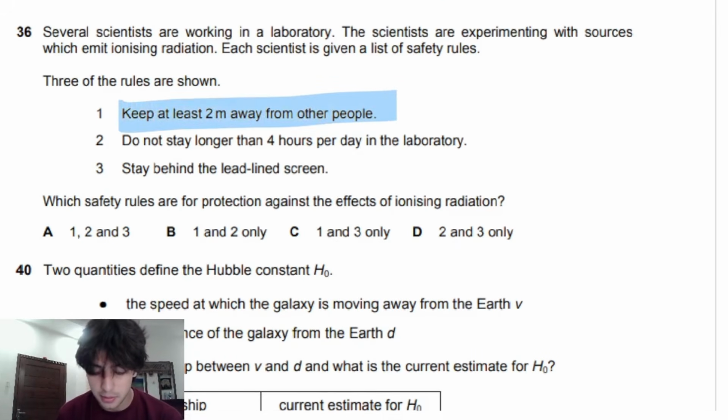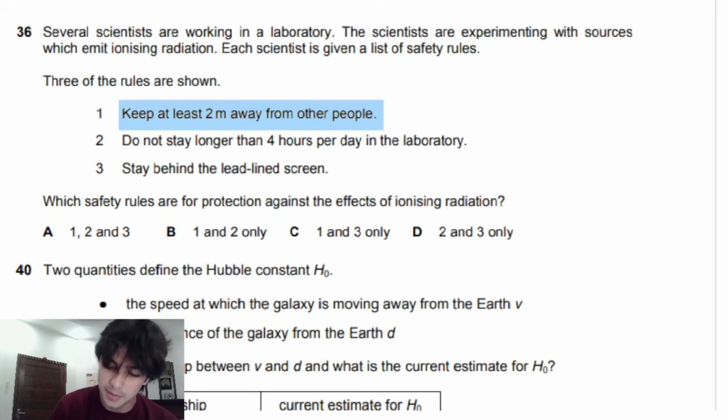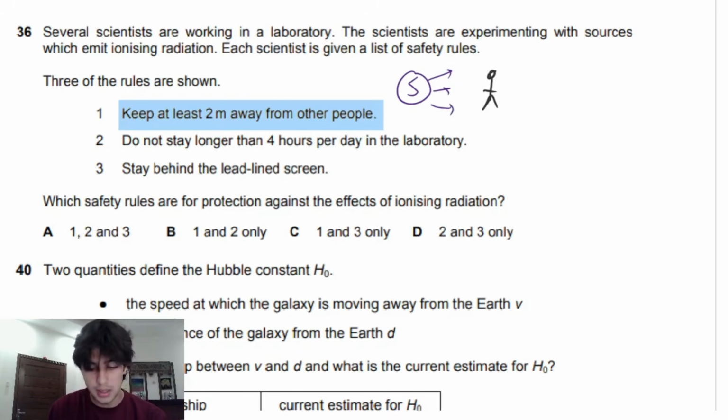Keep at least 2 meters away from other people. I mean, are you the radiation source? I don't think you're the radiation source. Technically, we'll have a source that's going to be emitting bad boys, and then you will unfortunately fall victim to it. But if you just go around, this isn't some COVID virus where staying far from other people will save you. You just gotta stay away from the source, man. So I don't think one should be the option.